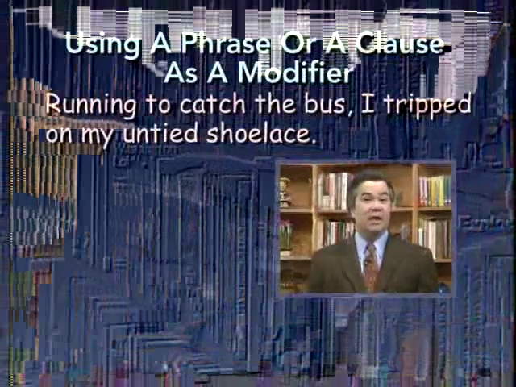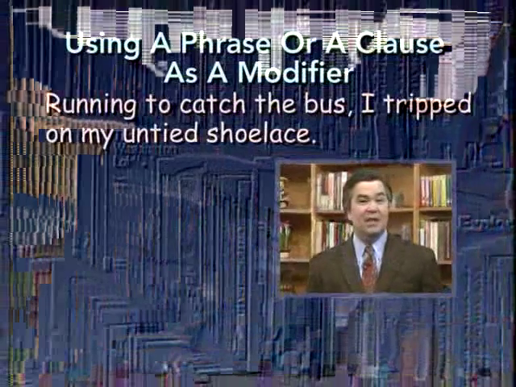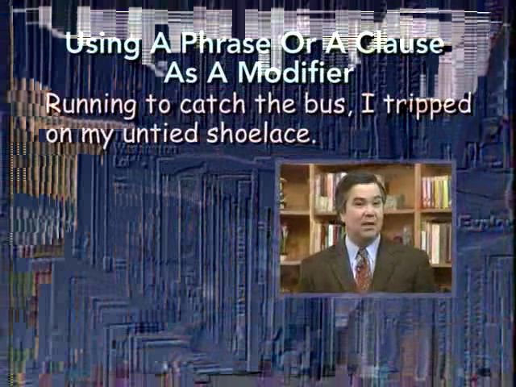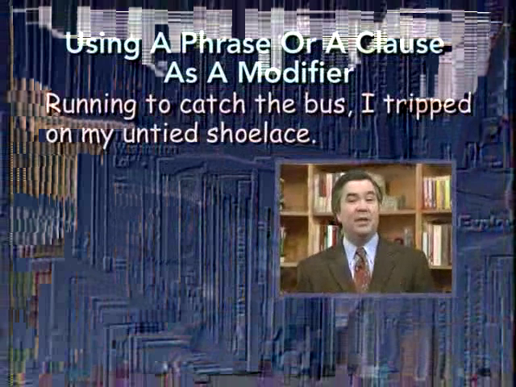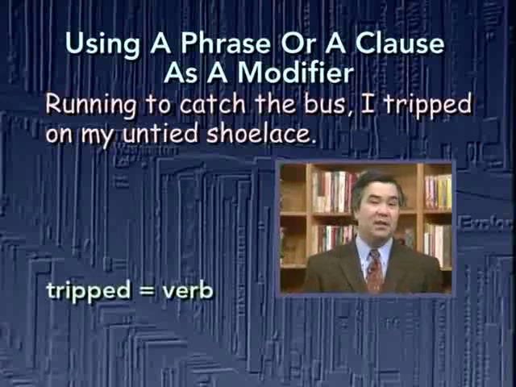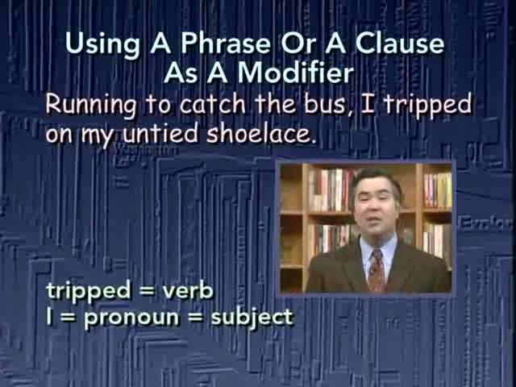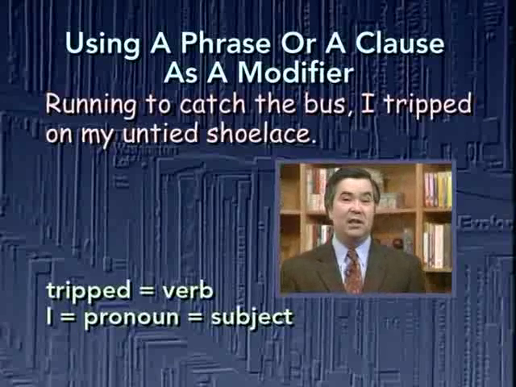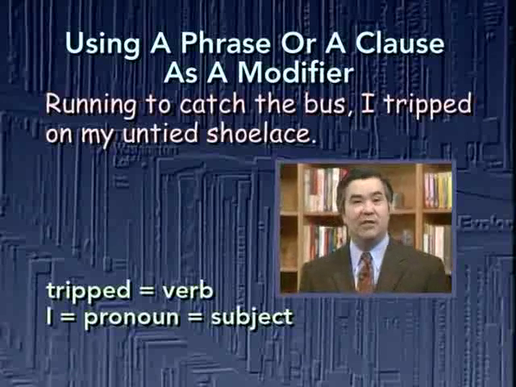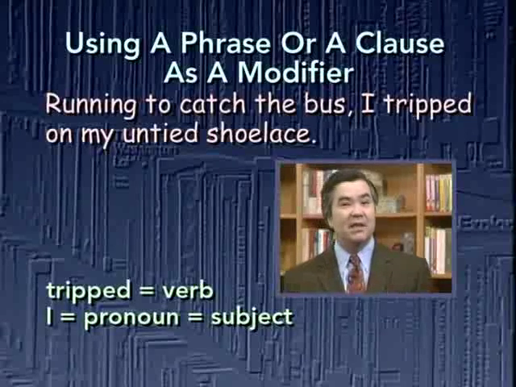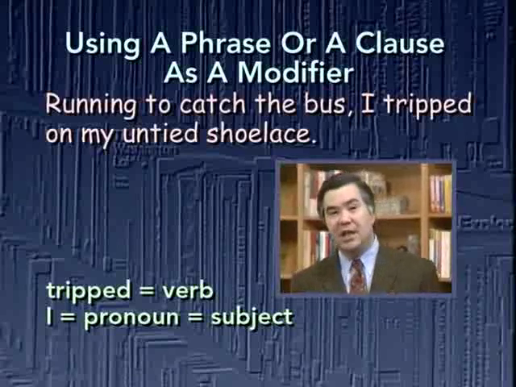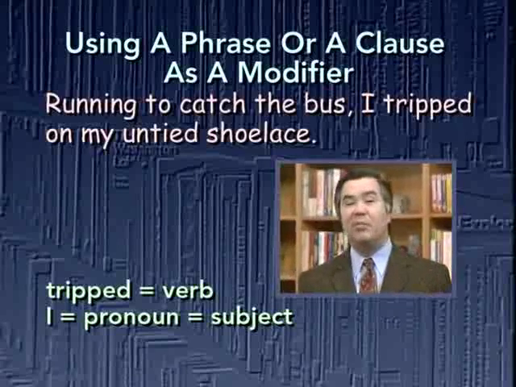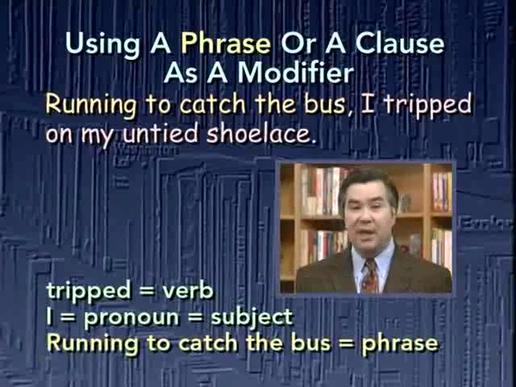Running to catch the bus, I tripped on my untied shoelace. Now, what's the main verb in this sentence? It's tripped. The subject is I, the pronoun. I tripped on my untied shoelace. That's the main action of the sentence. The sentence begins, however, with 5 words that are set off by a comma, and they form a separate phrase, running to catch the bus.